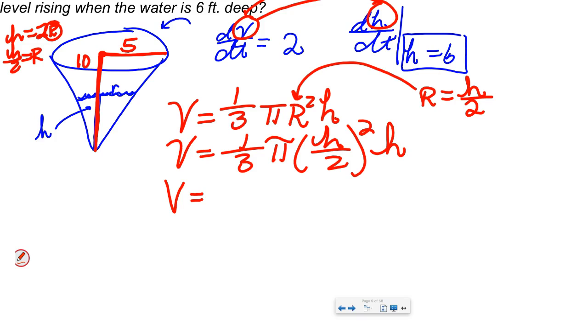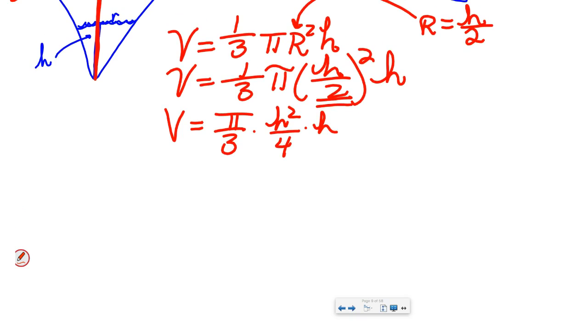A really good expression for volume. I'm going to clean that expression up. Then I'll take the derivative. So I'm going to go clean up the right-hand side. h over 2 squared is h squared over 4. So I would have pi over 3 times h squared over 4 times h. Equivalently, that would be pi h cubed over 12. And that's an expression for my volume, all cleaned up in terms of the height.